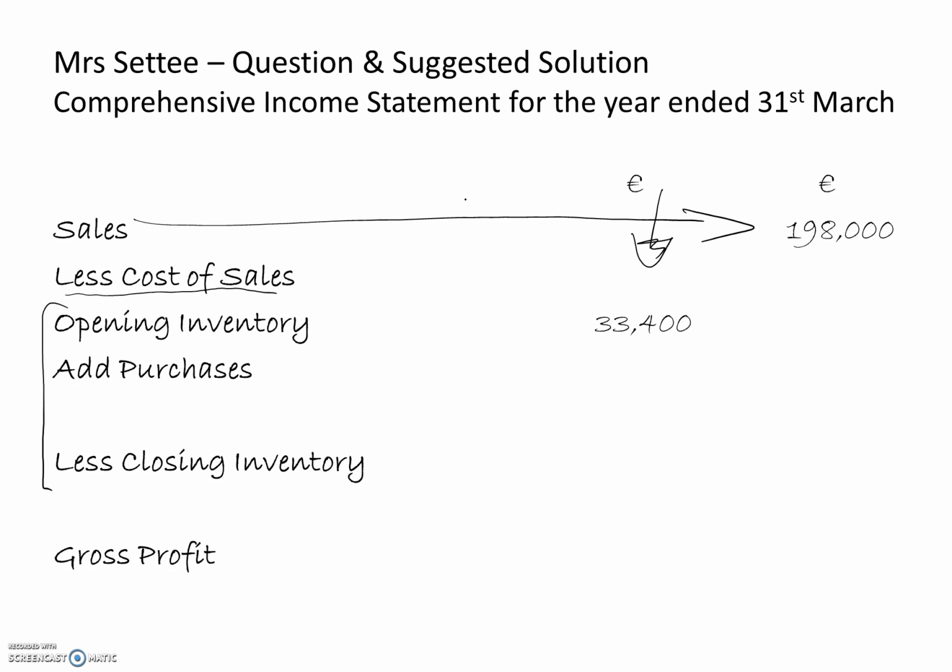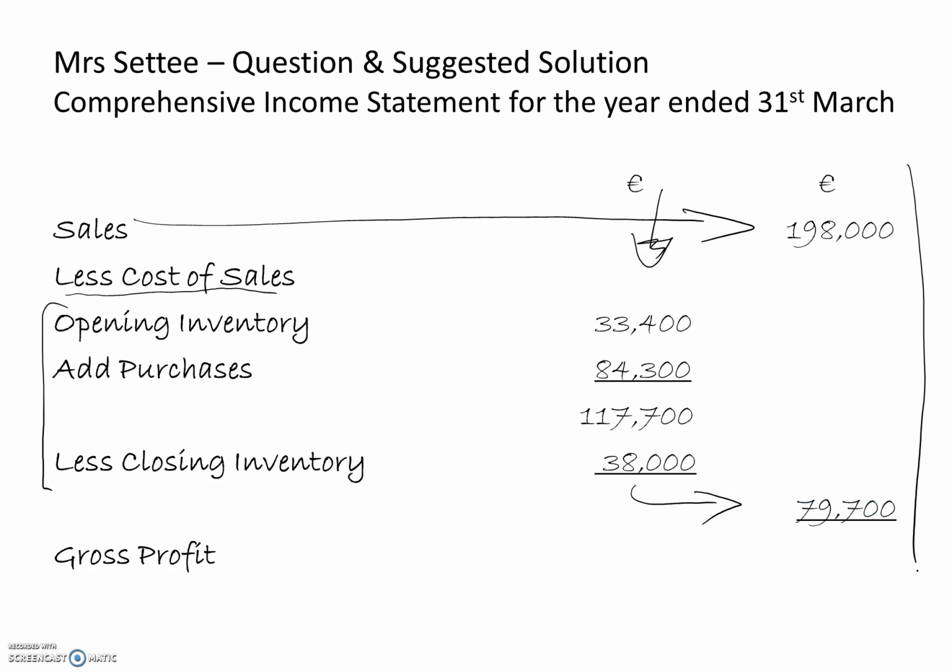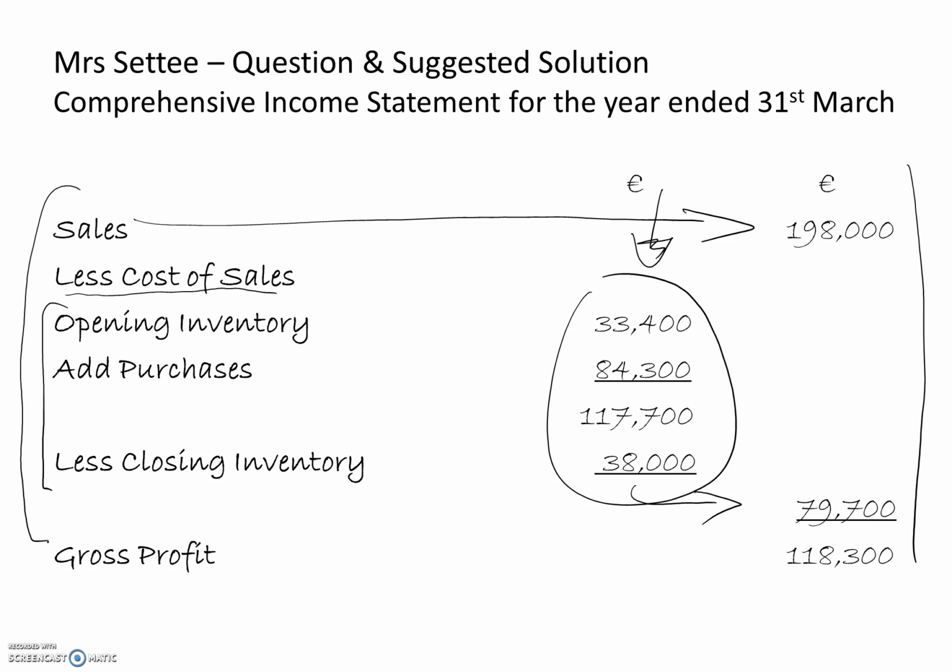The opening inventory 33,400. Add on the purchases. That brings us to 117,700. Then we take away the closing inventory, and this figure we bring it out and line it up underneath the sales figure. So we get 79,700, and that's the total of the cost of sales, and we take that away from the sales figure to get a gross profit of 118,300. Now that is the trading account part of the income statement.